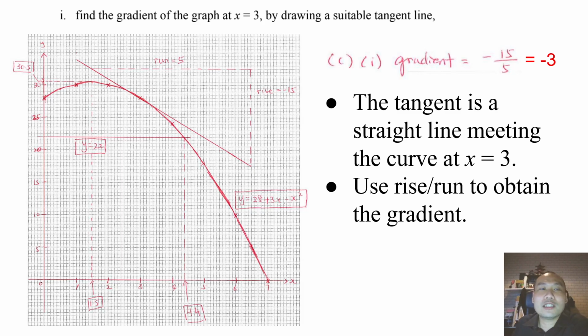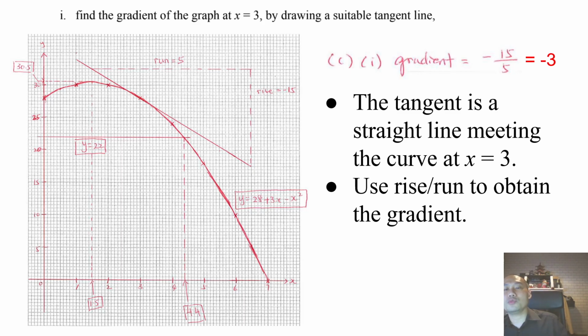Okay, now they want us to find the gradient of the graph at x equals 3. So previously, when we talk about gradient, right? Gradient of a straight line, okay, straightforward. We use rise over run. But gradient of a curve is a bit trickier because the gradient is always changing at different parts of the curve. That's why when they ask you to find the gradient of the graph, the curve, they need to tell you exactly which part of the graph. And so they tell you, I want the gradient at the point where x equals 3.